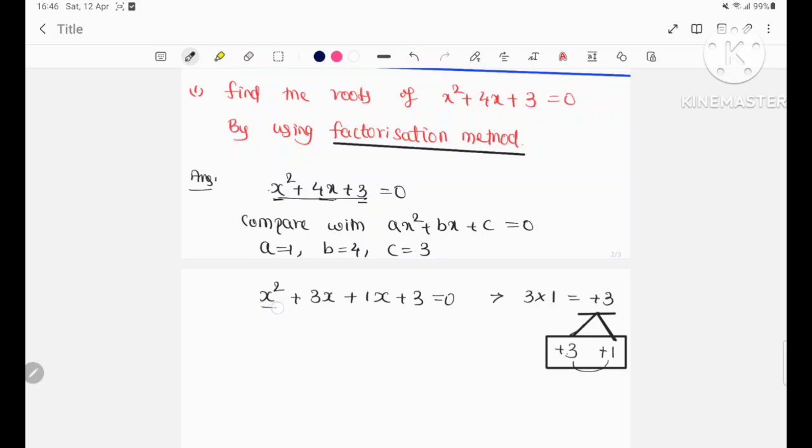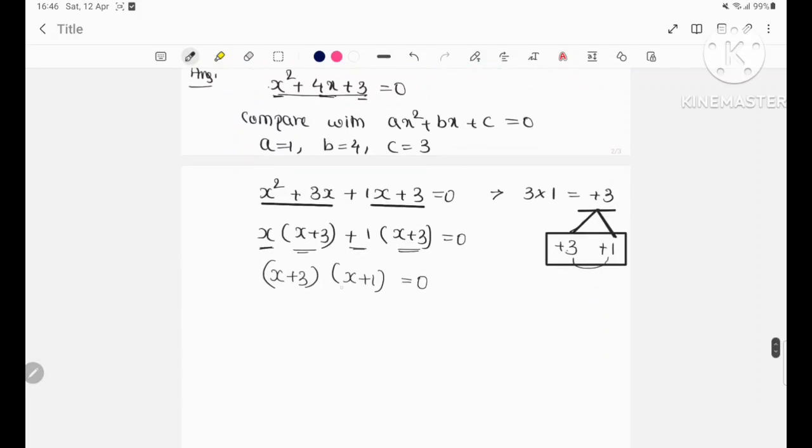Now if you observe the first 2 terms, we can take the common x. So if you take x common, it will be x plus 3. Then in the remaining 2 terms there is no common factor, so always 1 will be the common factor. So if you take plus 1, x plus 3. When these two are the same, you take x plus 3 common. Then you will get the remaining x and plus 1. So x plus 3 times x plus 1 equal to 0.